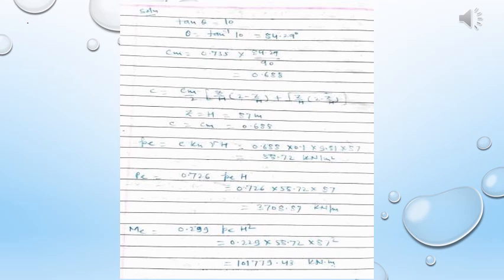Now, in the relation for the dynamic pressure intensity, Pe is equal to C KH gamma W into H. Here H is 87 meter, because the total depth of the dam is 90 meter and 3 meter is the freeboard, so the depth of the water is 87 meter. Gamma W is 9.81, and KH is given as 0.1.